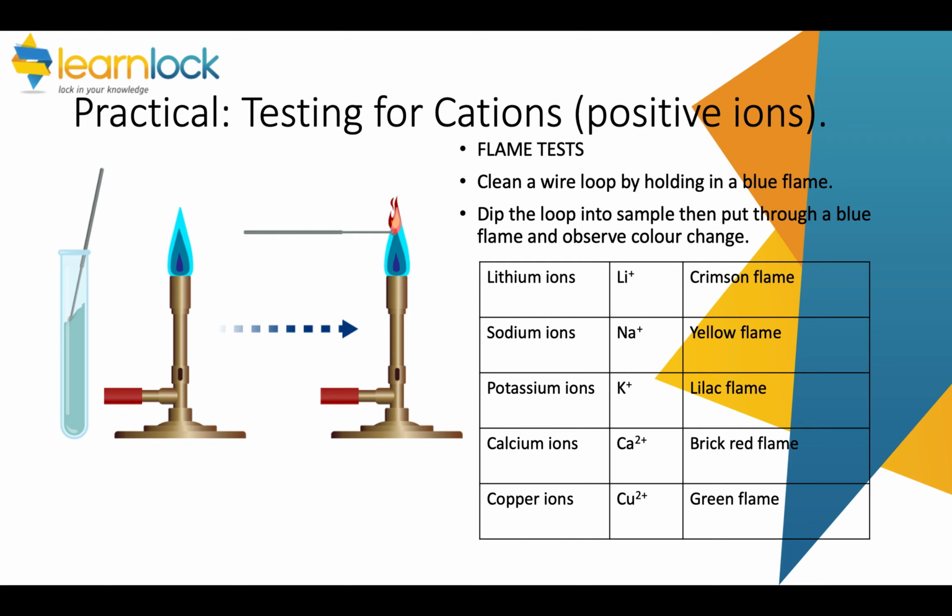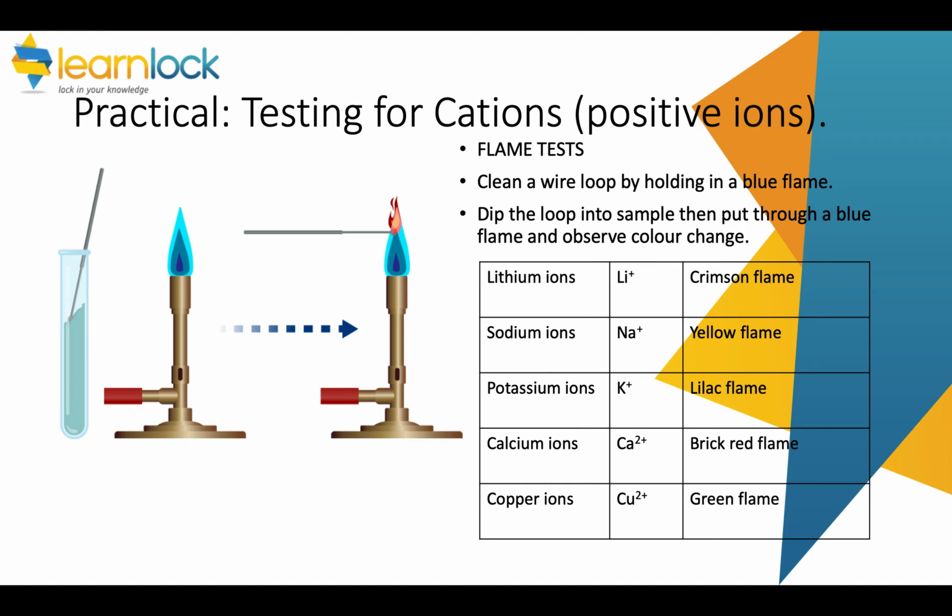Testing for cations. Cations are positive ions. One way you can test for these is using a flame test. To carry out a flame test, you get a metal wire loop. Often it's made of a metal like nichrome. And you would clean it first and sterilise it in a blue flame of the Bunsen. Then you will dip the loop into a sample that you want to test, which is shown on the picture. And then you will place that wire loop through a blue flame and look at the colour change.